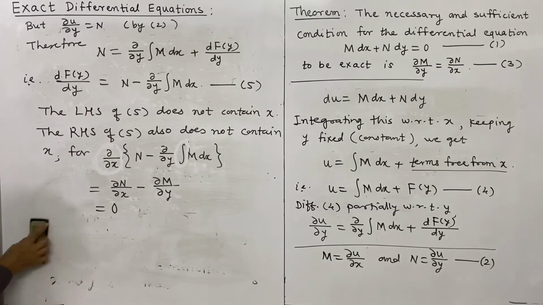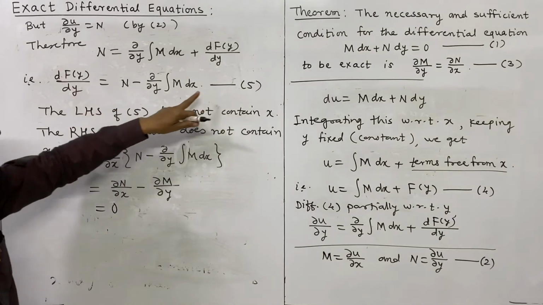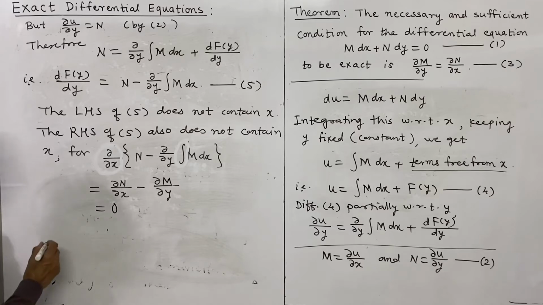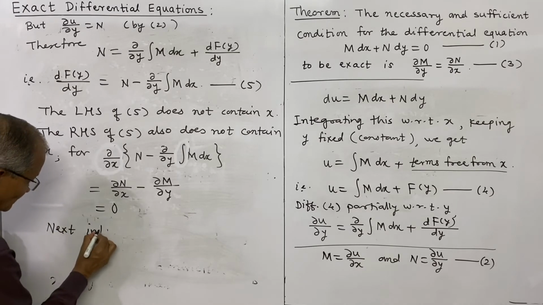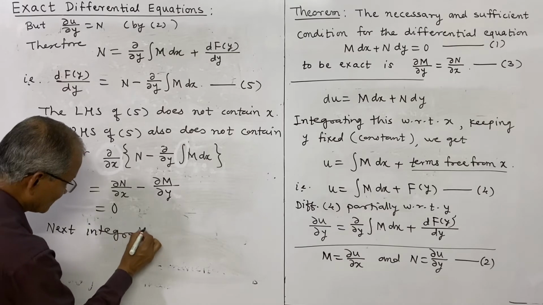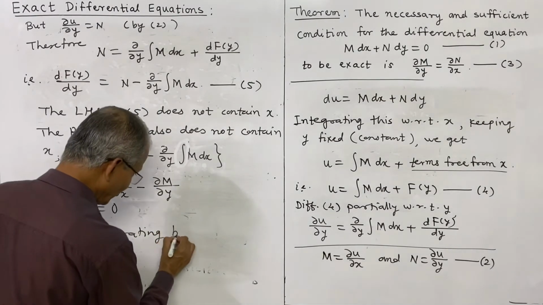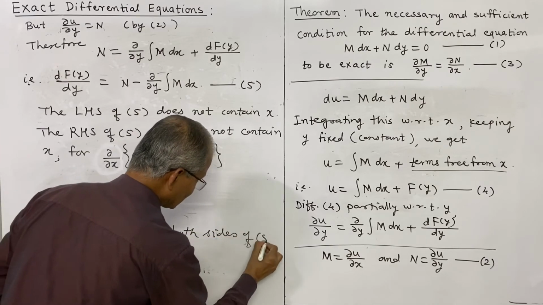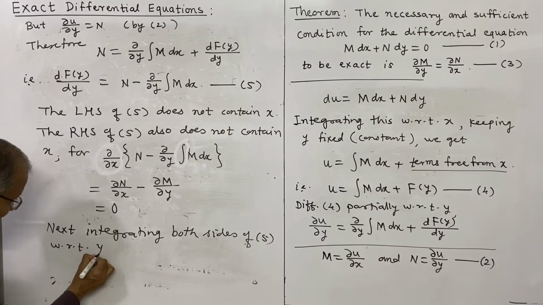Now what we shall further do is integrate 5 on both sides with respect to y. Integrating both sides of 5 with respect to y, we get.